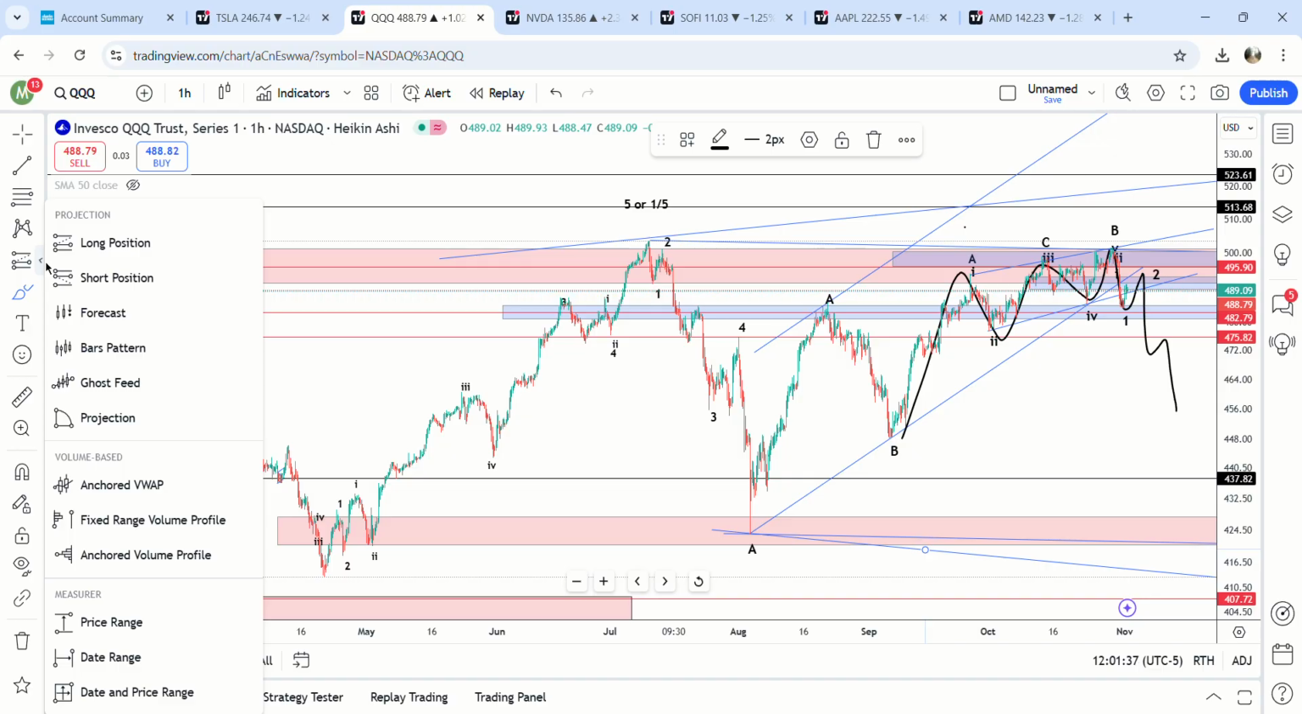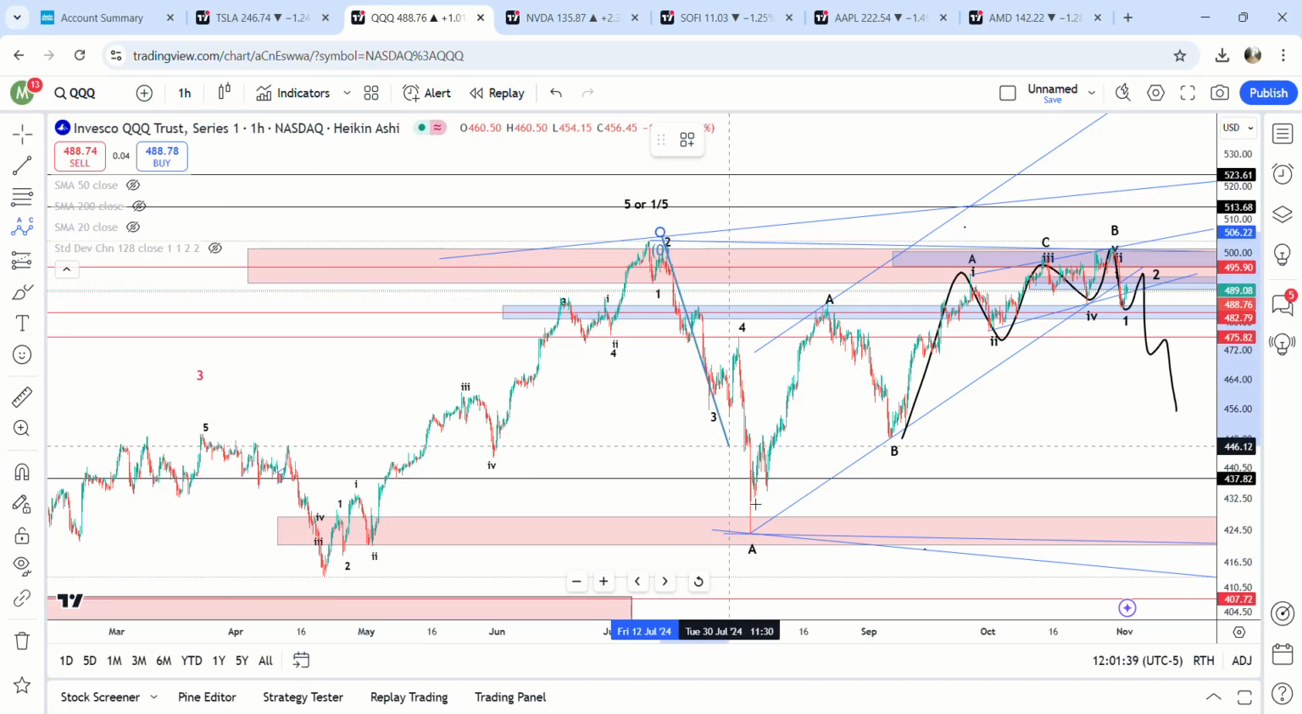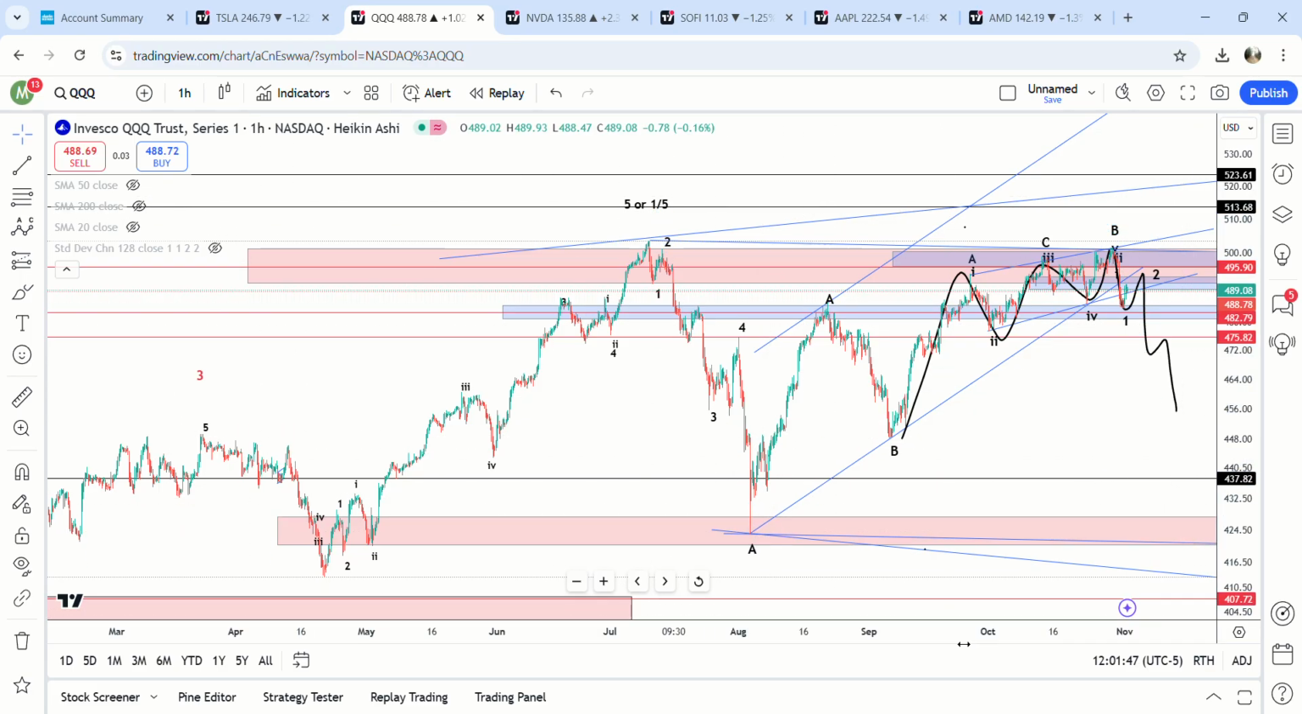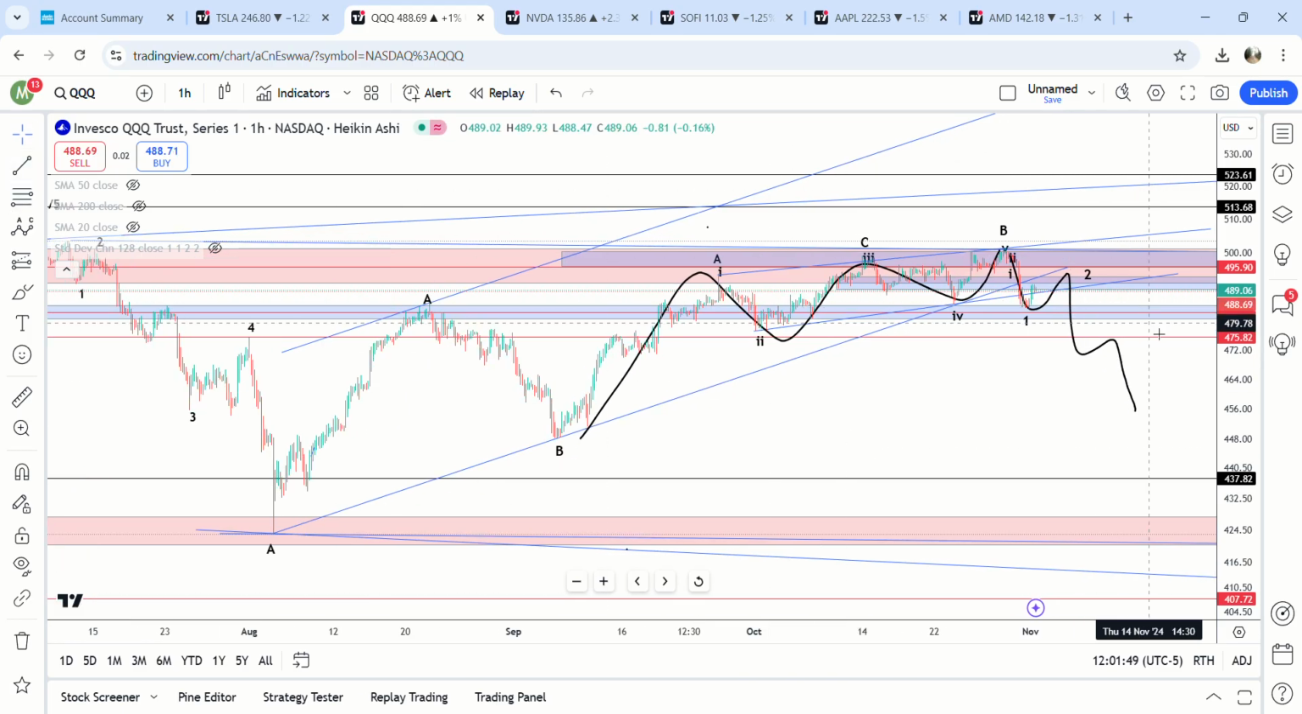So this would end up being A, B, C down. Potentially all the way down here, but that seems highly unrealistic based on where I see all the tech stocks. So that's the first count right there.